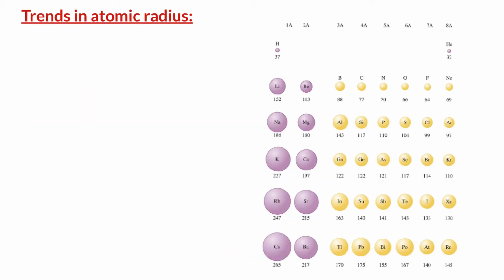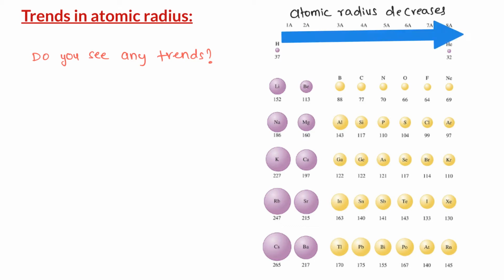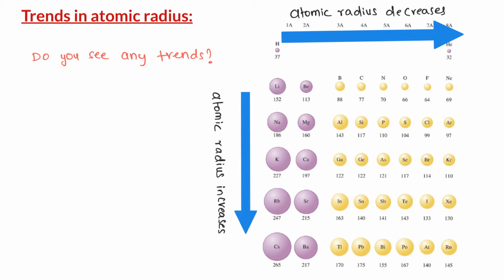The atomic radius of the representative elements are shown below. Take a look at them and let me know if you see any trends. There are two trends that are obvious from the data. The atomic size generally decreases across a period from left to right, and it increases down the group.